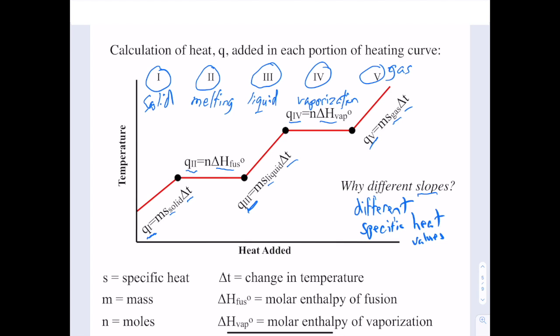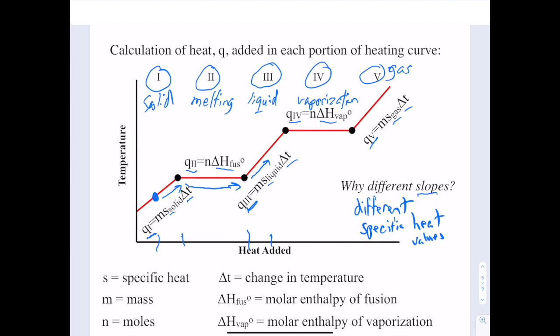If you have a problem where you start with a solid and you raise the temperature and then it melts, and then you raise the temperature of the resulting liquid some more, you might be asked to calculate the heat required. Well, that is 3 steps. The temperature change of the solid is due to some heat input. The phase change is due to some heat input.